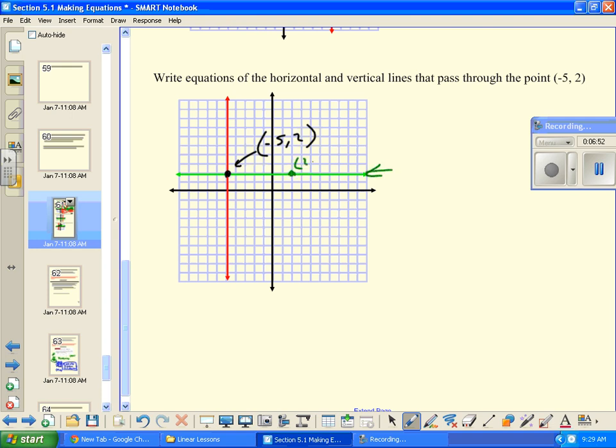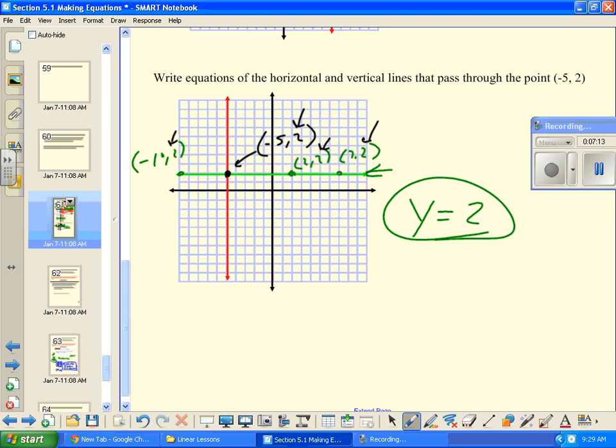This point would be 2, 2. This point would be 7, 2. This point back here would be negative 10, 2. They're all going to have a y coordinate of 2 every single time. And so what do you know? This is kind of a special equation, but the equation ends up being y equals 2, because the y coordinate is always 2 along that line. Doesn't matter what x is. X doesn't affect anything, but the y coordinate's 2, so the equation is y equals 2.